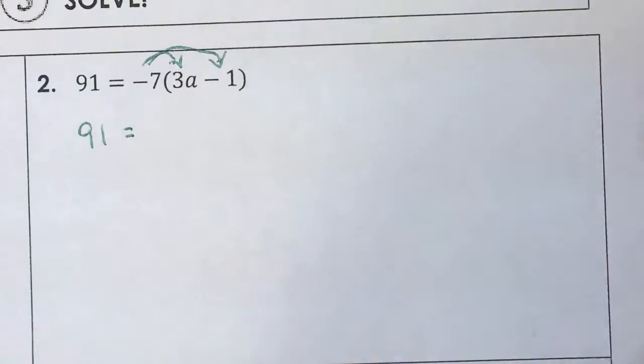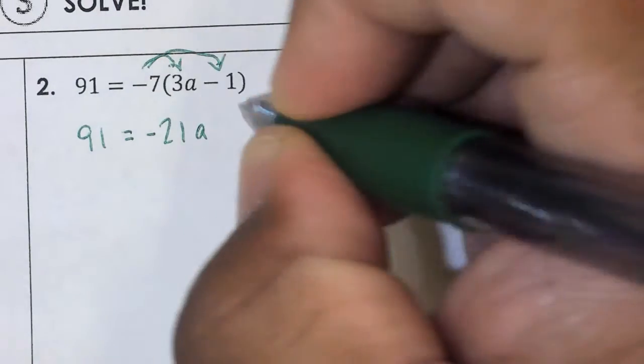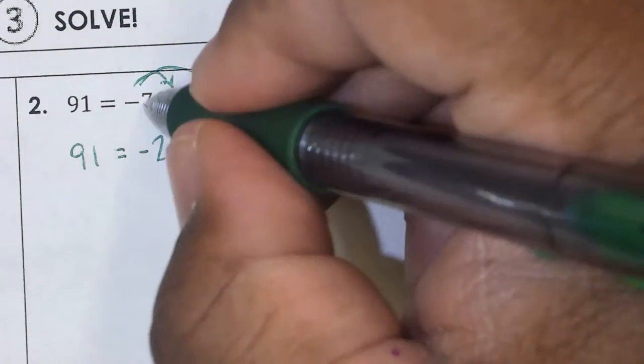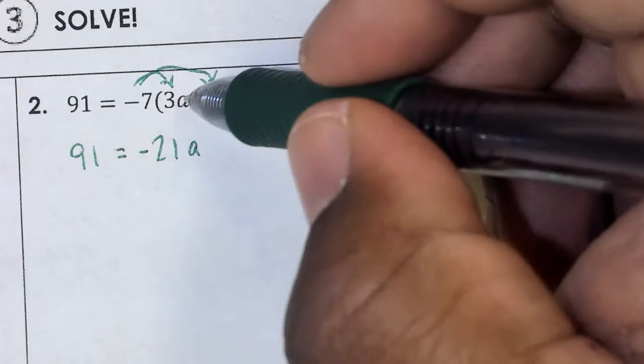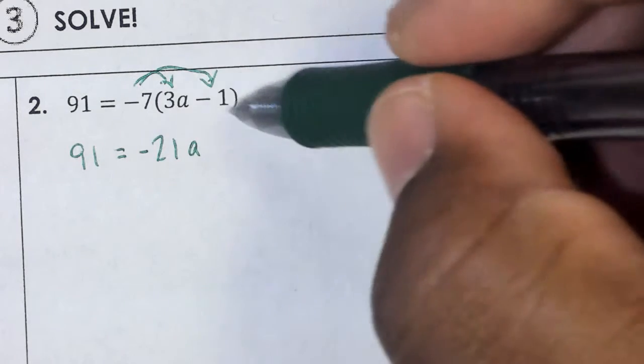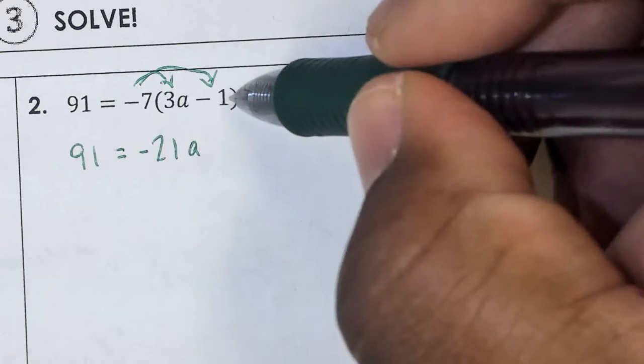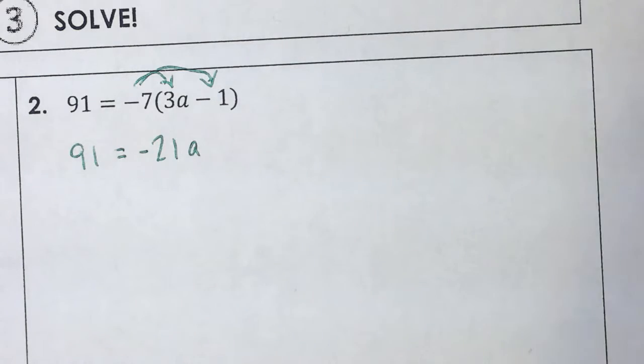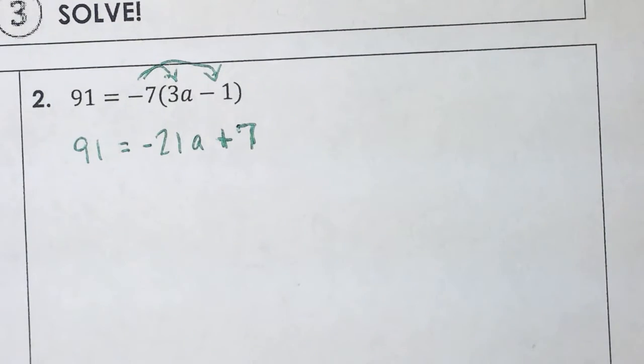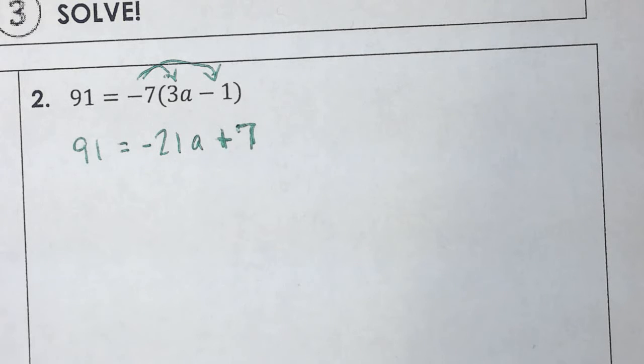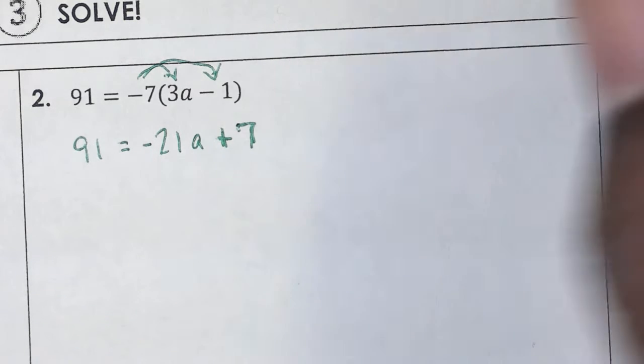91 equals negative 21a. And then negative 7 times negative 1. This is something y'all mess up at. Y'all do negative 7 times 1. This is times negative 1. So negative 7 times negative 1 should be positive 7. That sign is going to change. You don't do that, you're going to throw your whole equation off. Always carry the sign that's in front of your term.